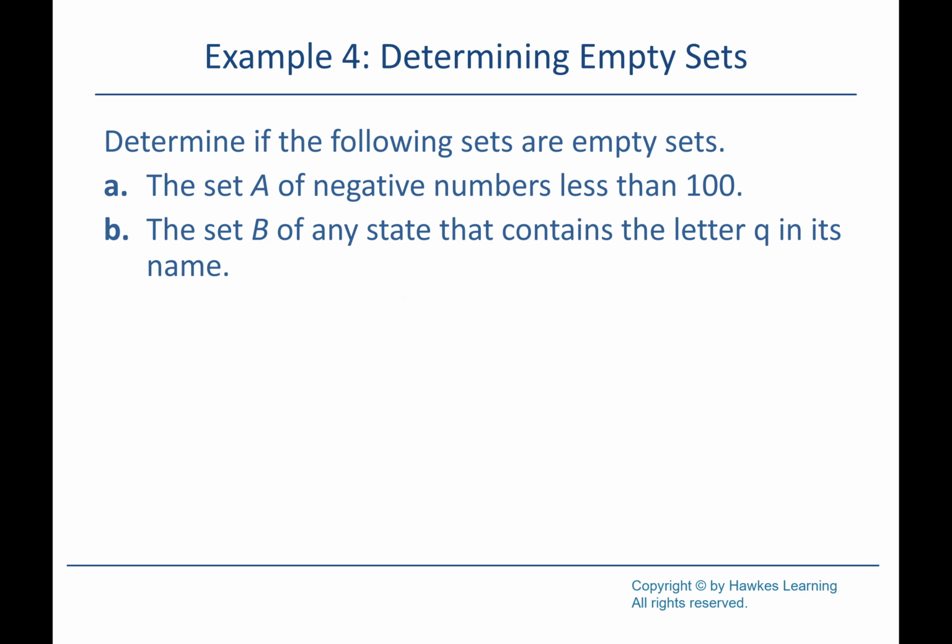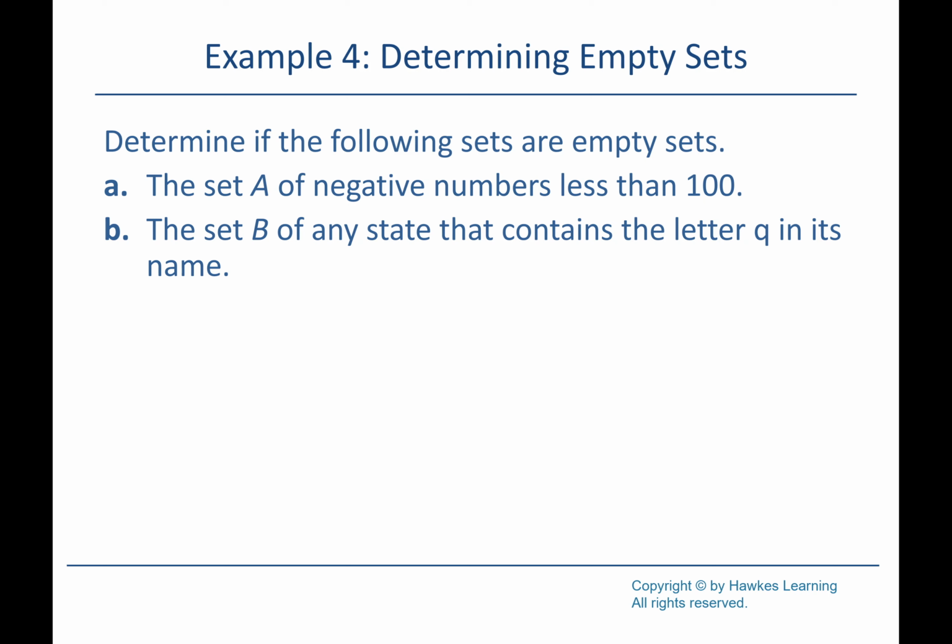So let's think about a couple things here. We want to think about if either one of these sets would be empty. A says the set A of negative numbers less than 100. Would that one be empty? Can you think of any number that would be in there? It's got a lot of numbers in there if you think about it, because all the negative numbers are less than 100, right? So that one's not empty. It's weird, but it's not empty.